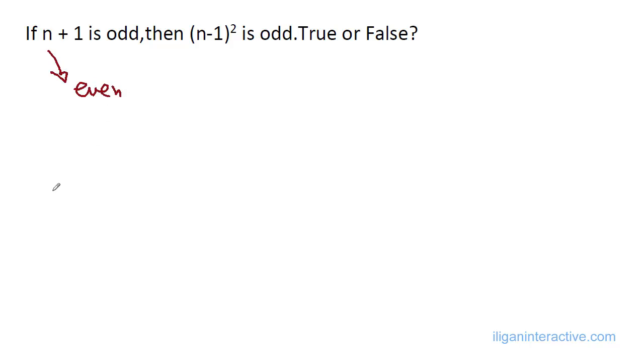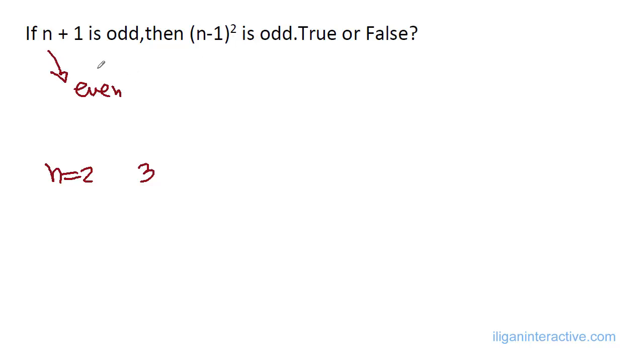For example, if n is equal to 2, then this thing will be 3. 3 is an odd number. If n is equal to 4, then that 5 will be odd. Now, n minus 1 squared is also odd. This is the claim now. So what is n minus 1 squared?